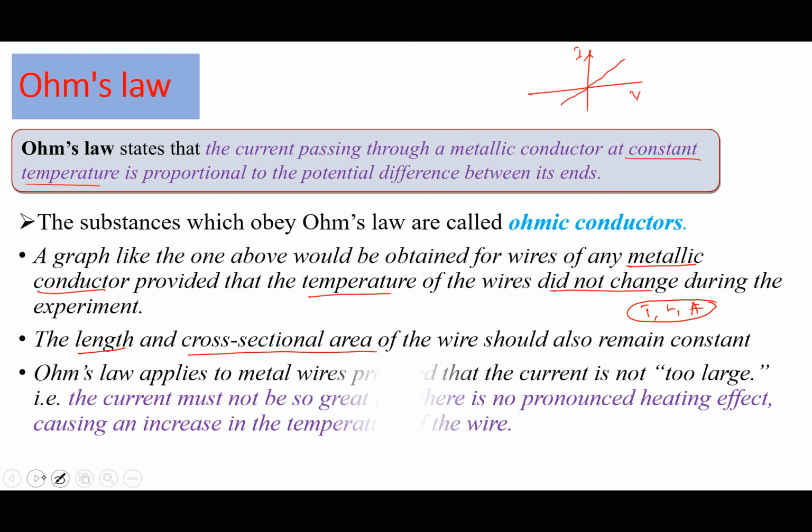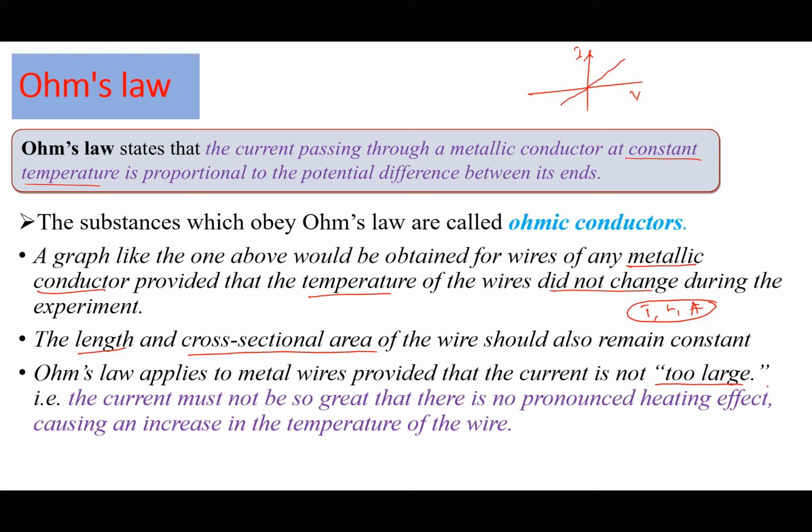So Ohm's law applies to metal wires provided that the current is not too large, because we are going to see later on that some devices like the filament lamp only glow when the current is large, so that the filament of the lamp becomes very hot. And if it becomes very hot, it means the temperature increases.